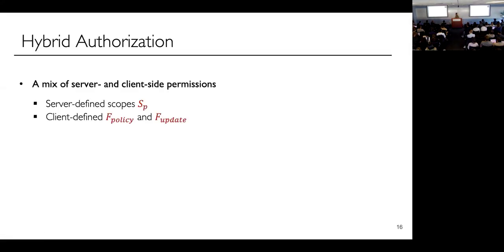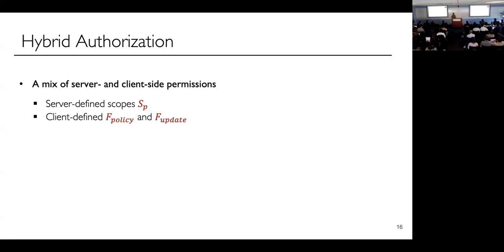Okay? And so what we're doing here is technically a mix of server and client side permissions. What we have today is these server-defined scopes, SP. That's what the folks at Google are building. What we are introducing is these client-defined programs called F policy and F update. Let's ignore F update for now. Think of F policy as a kind of attenuation.